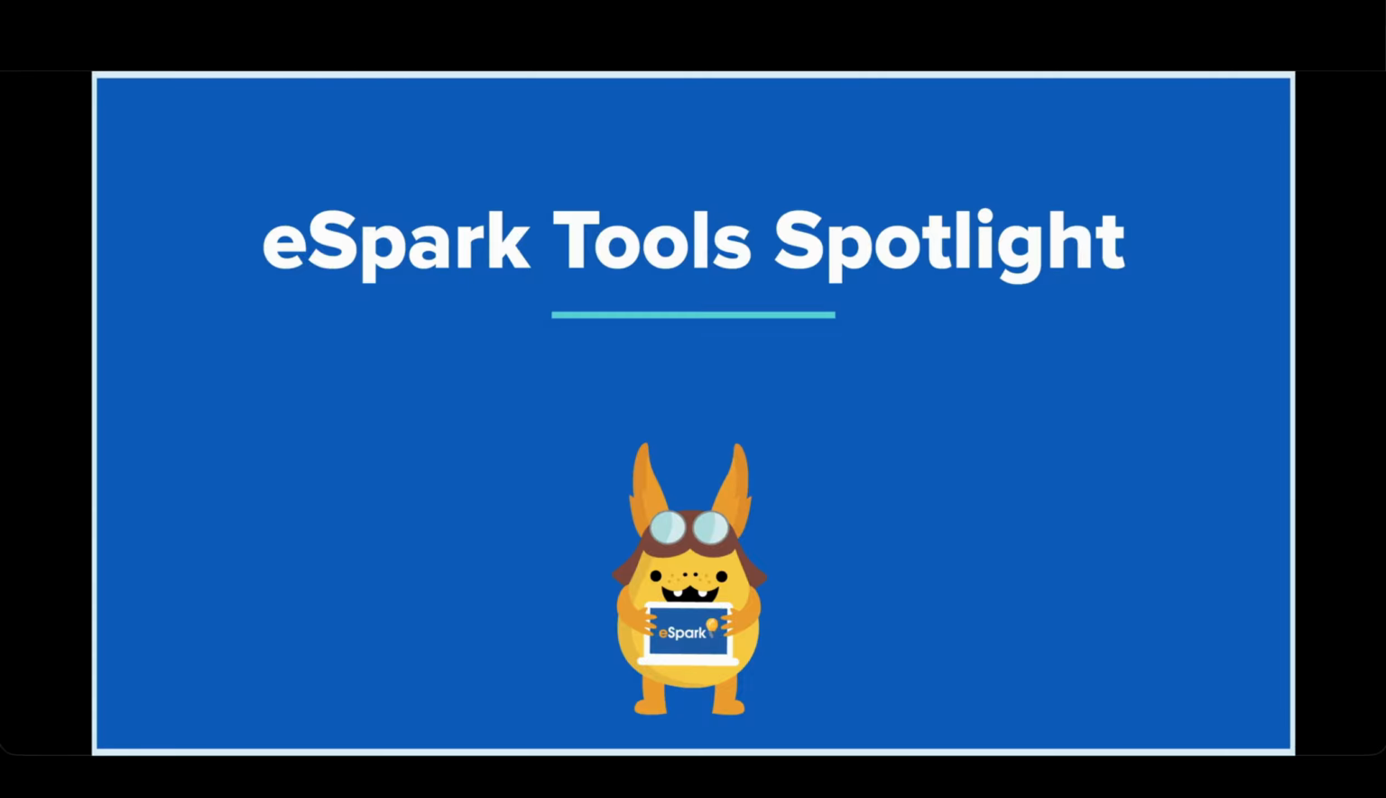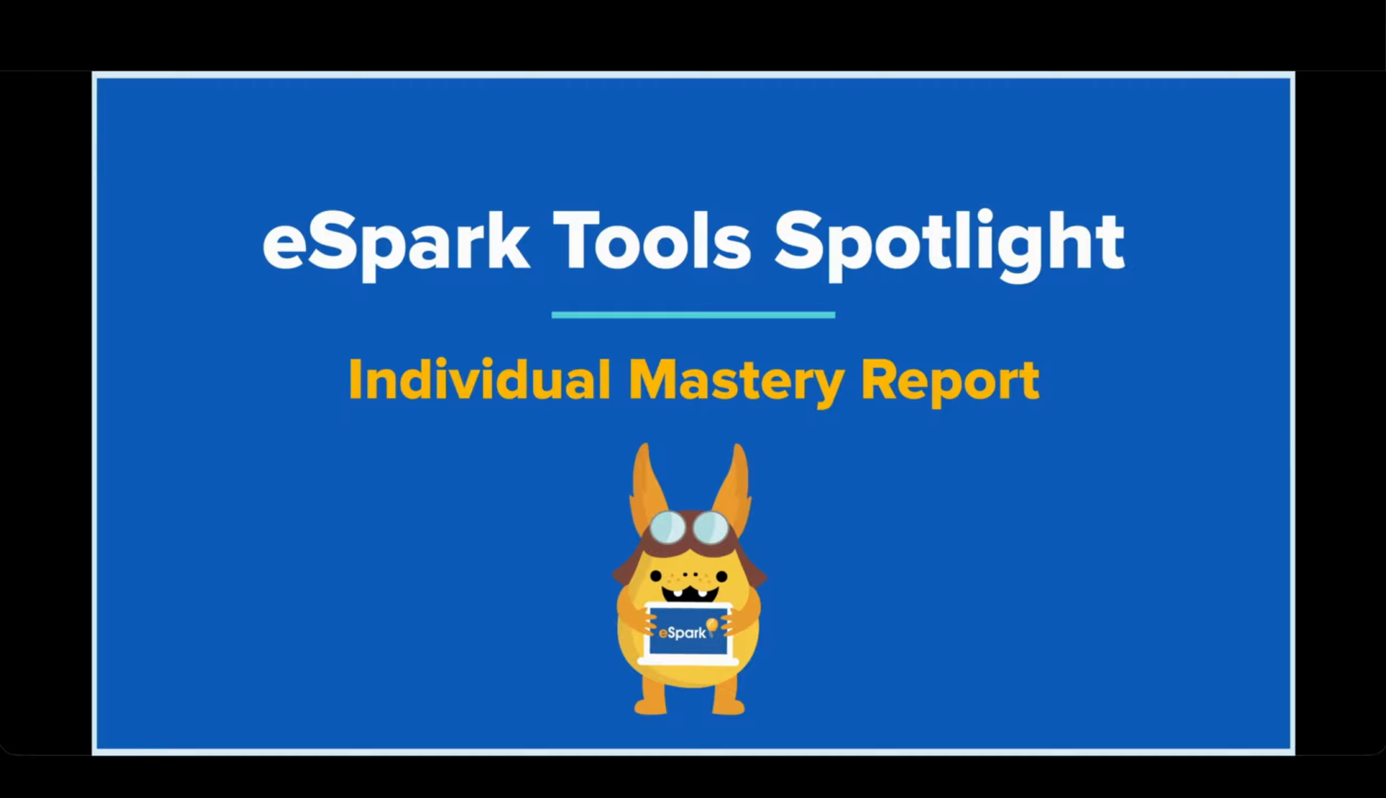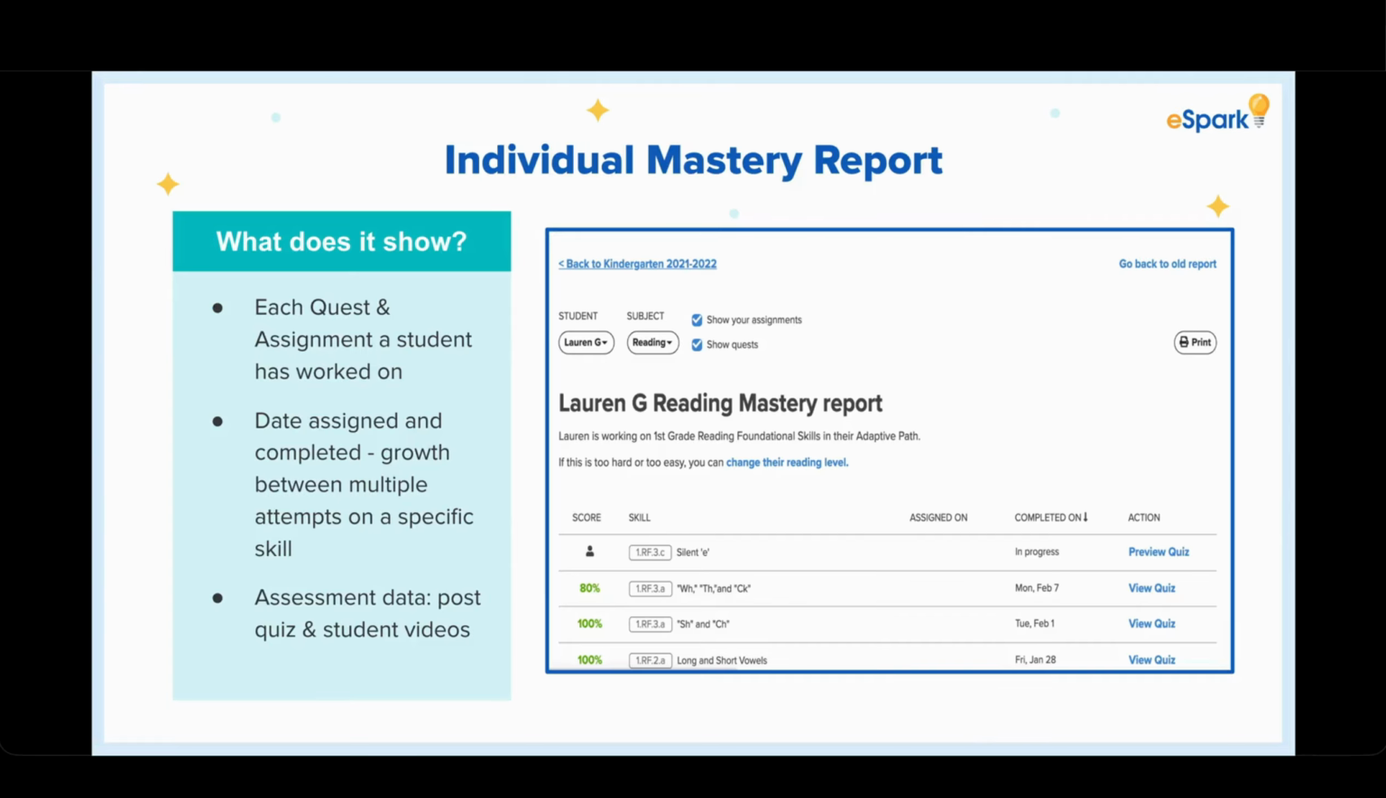In this video, we will be reviewing the Individual Mastery Report. The Individual Mastery Report shows each quest and assignment that a student has worked on. It displays the date assigned and completed, with growth between multiple attempts on a specific skill, and it provides assessment data for post-quiz and student video recordings.